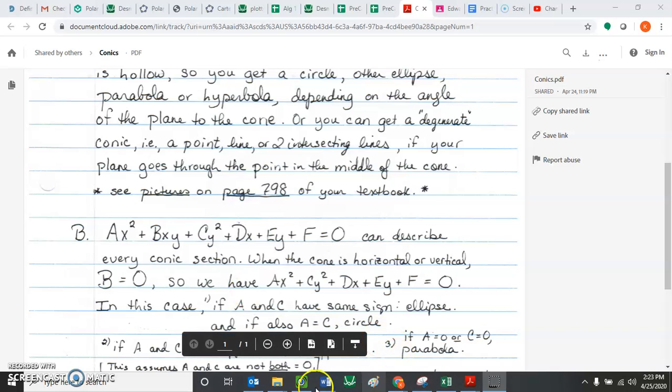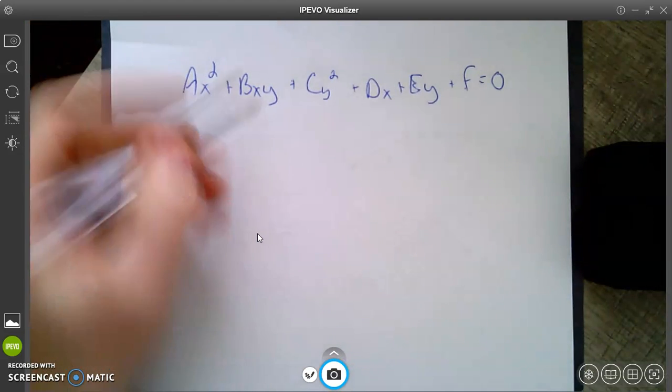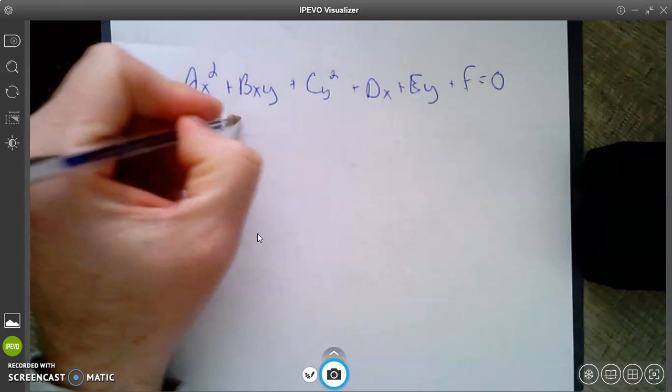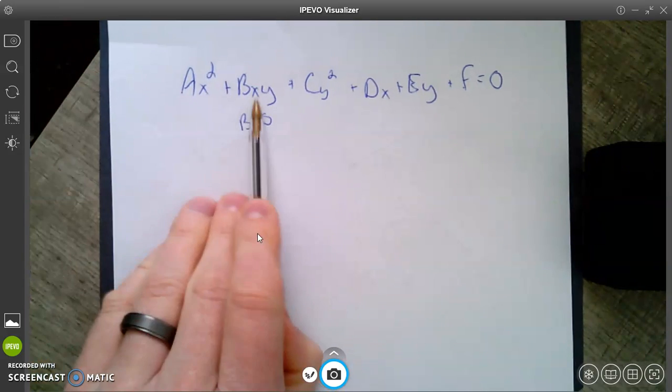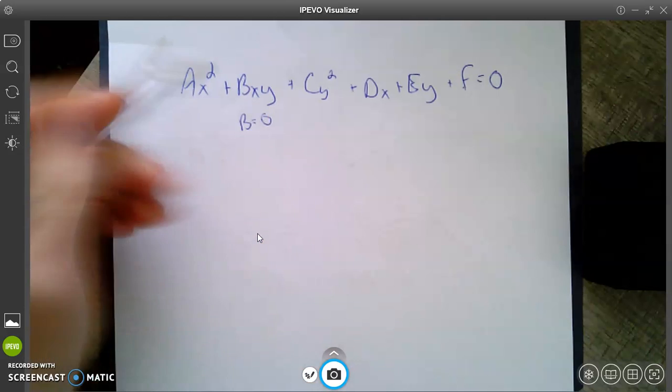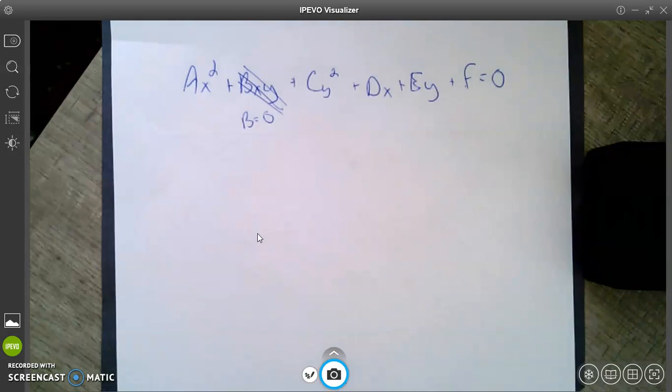So I'm going to switch this over now. Let's look at what I'm talking about. Here's that equation that we just talked about. We're kind of saying when b equals 0, that's all the ones we're talking about. When b isn't 0 and you have this xy term, they're rotations. But we're going to ignore that for now. We're saying when b is 0, we can look at our equation and tell what it is.